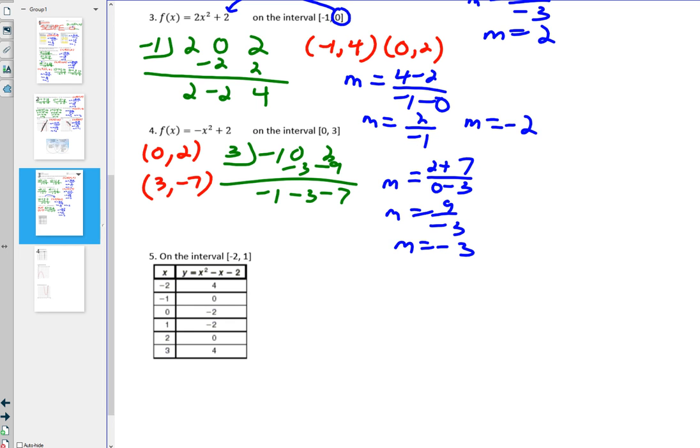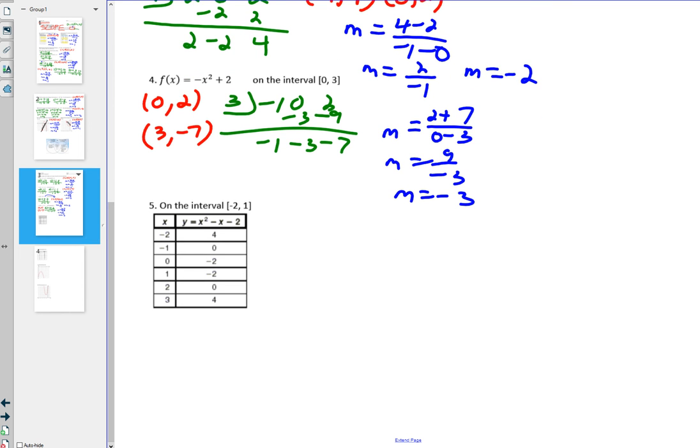Here, we're back to a table. These are the easy ones. Let's see if you can do these. Negative 2, which goes with 4, and 1, which goes with negative 2. Raise your hand when you got it.